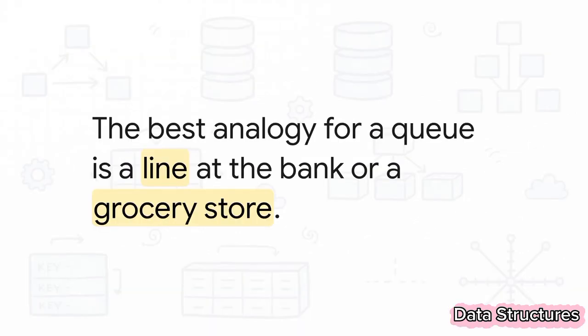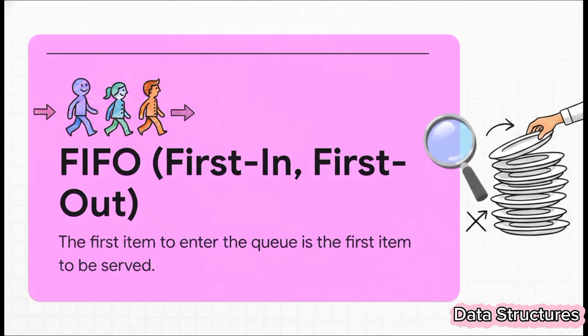And the best analogy for a queue is something we are all very, very familiar with. Just a regular old line at a bank or a grocery store. It's an orderly, fair process that everybody understands without even thinking about it. The rule here is the exact opposite of the stack. It's FIFO, first in, first out. The first person who gets in line is the first person who gets served. It's the definition of fairness, right? You help whoever has been waiting the longest, not the person who just walked in the door.